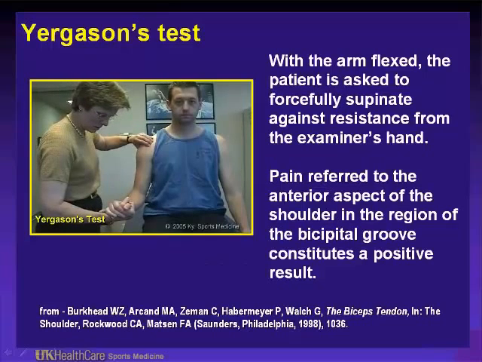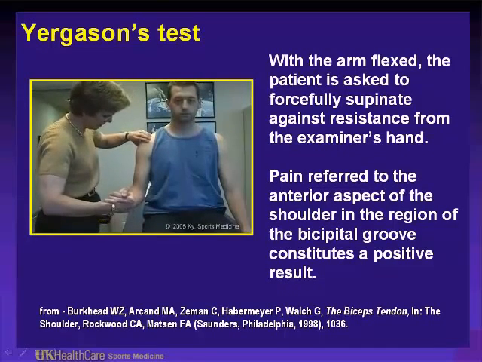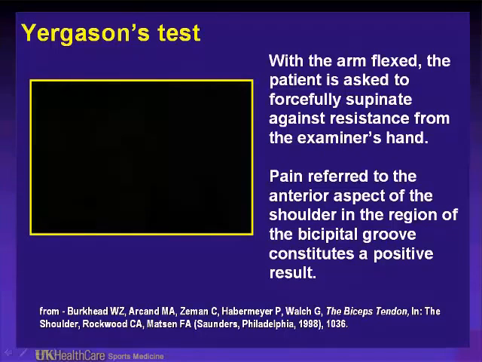Yergason's, another named test. This is with the arm flexed. The patient is asked to forcefully supinate against resistance. Pain in the anterior aspect of the shoulder and the bicipital groove is a positive result. So again, you're doing it more in a flexed position against forced supination, which the biceps does, with pain in the proximal biceps area.